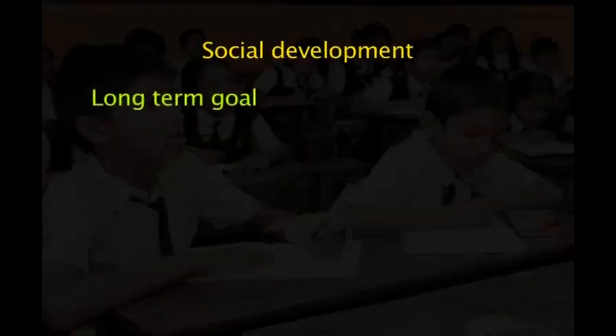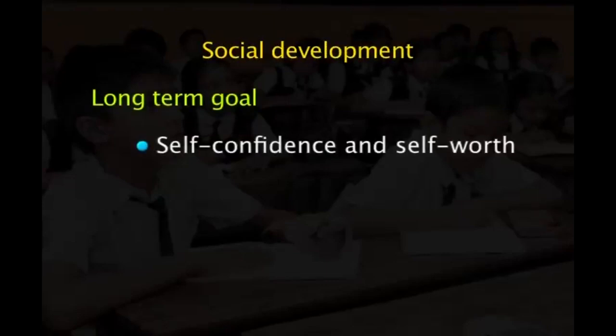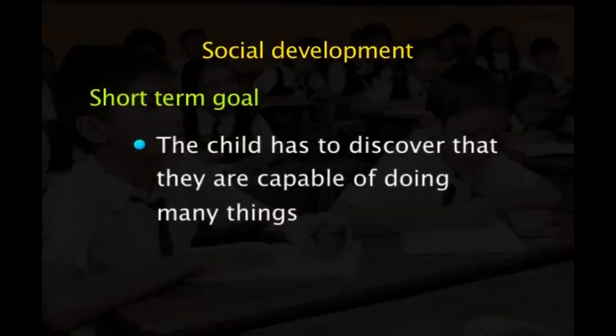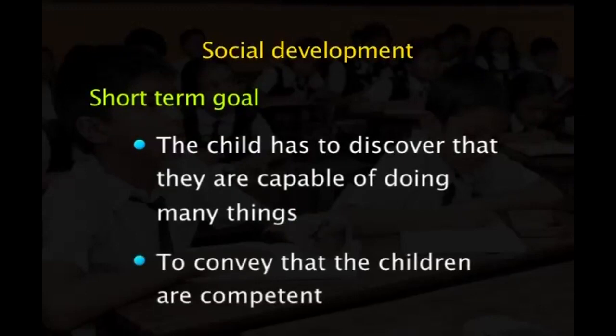Now, let us see the social development area long-term and short-term goals. In the social development area, the long-term goal can be self-confidence and self-worth. The short-term goal will be that the child has to discover that they are capable of doing many things, to convey that the children are competent.